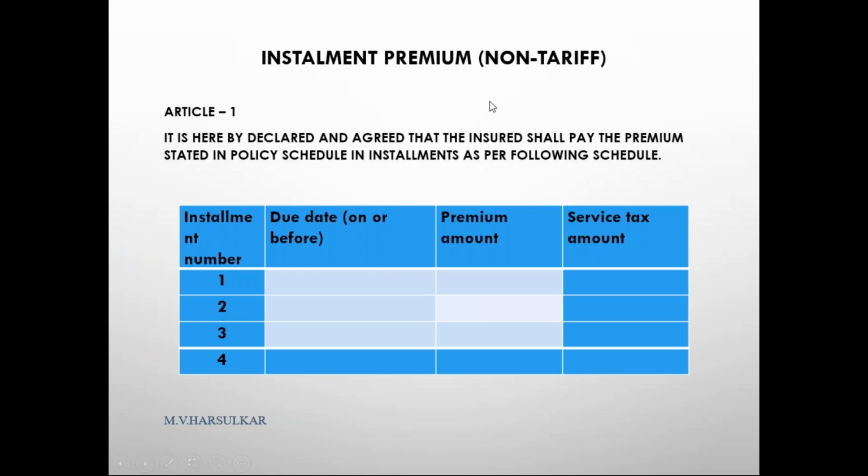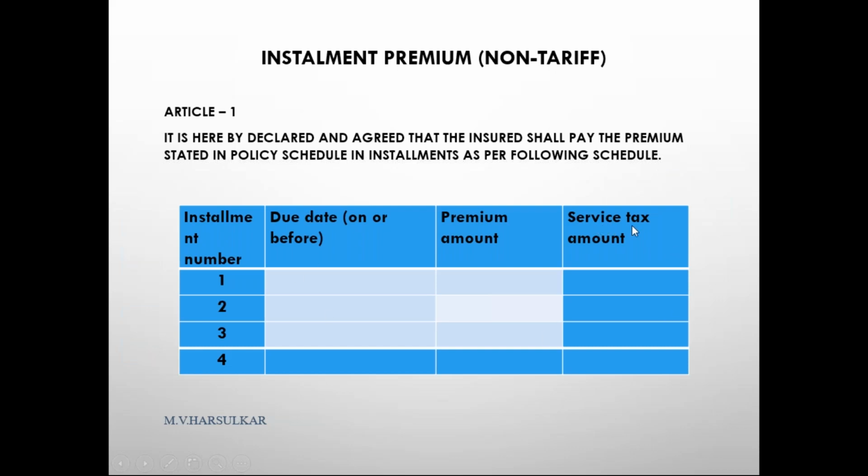Then installment premium. This is a non-tariff endorsement. This is a New India wording I am giving you. Other companies may have their own wordings. So installment premium, this is non-tariff. Article 1. It is hereby declared and agreed that the insured shall pay the premium stated in the policy schedule in installments as per the schedule given.